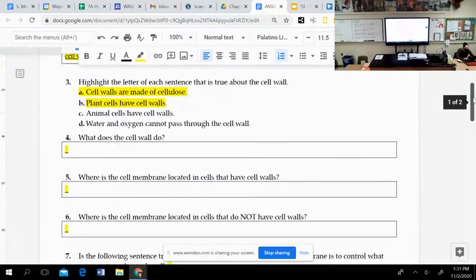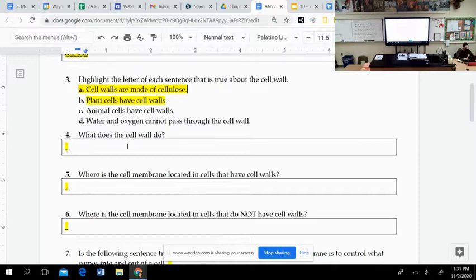Okay, then going down to question 4, what does the cell wall do? Support and protect the cell. Okay, it supports and protects the cell. It gives it that rigid structure and shape, and it acts like that barrier to allow or block things from going in and out.